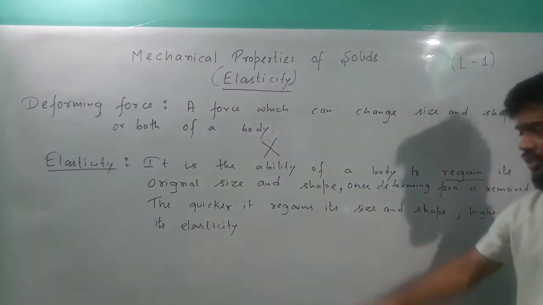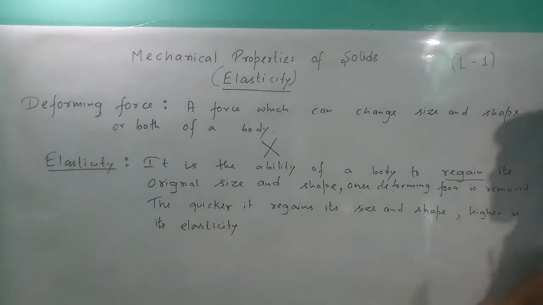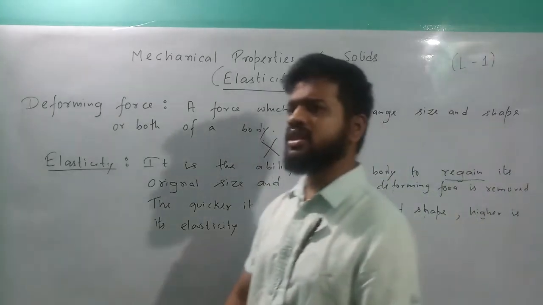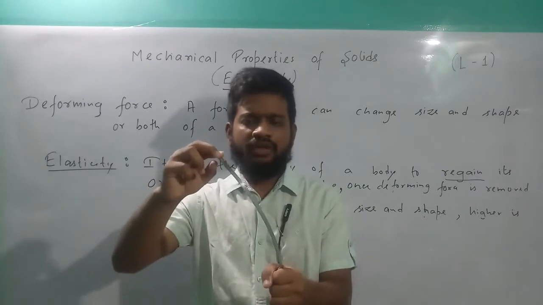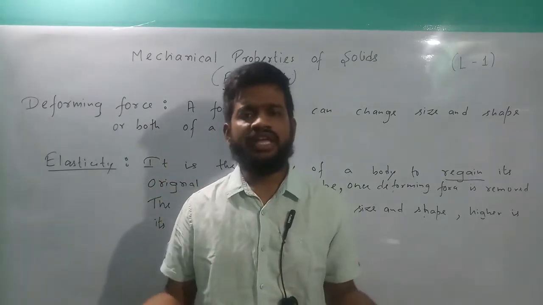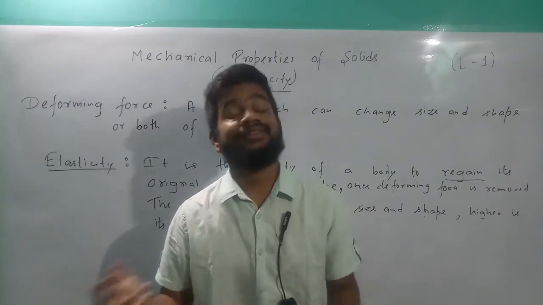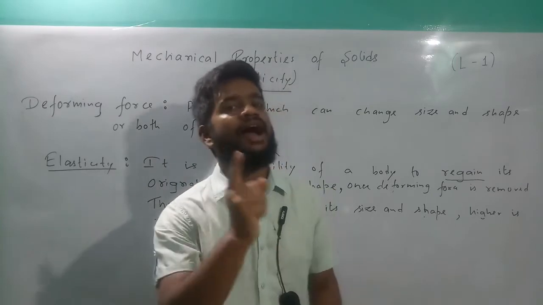Next is, the quicker a body regains its size and shape, the higher is its elasticity. Now there may be some sort of bodies that, suppose I take it and I let go of it, will slowly come back. There are some sort of plastic bodies which take some time to regain their size and shape. So these are less elastic bodies. But some bodies which quickly regain their size and shape are higher elastic bodies.